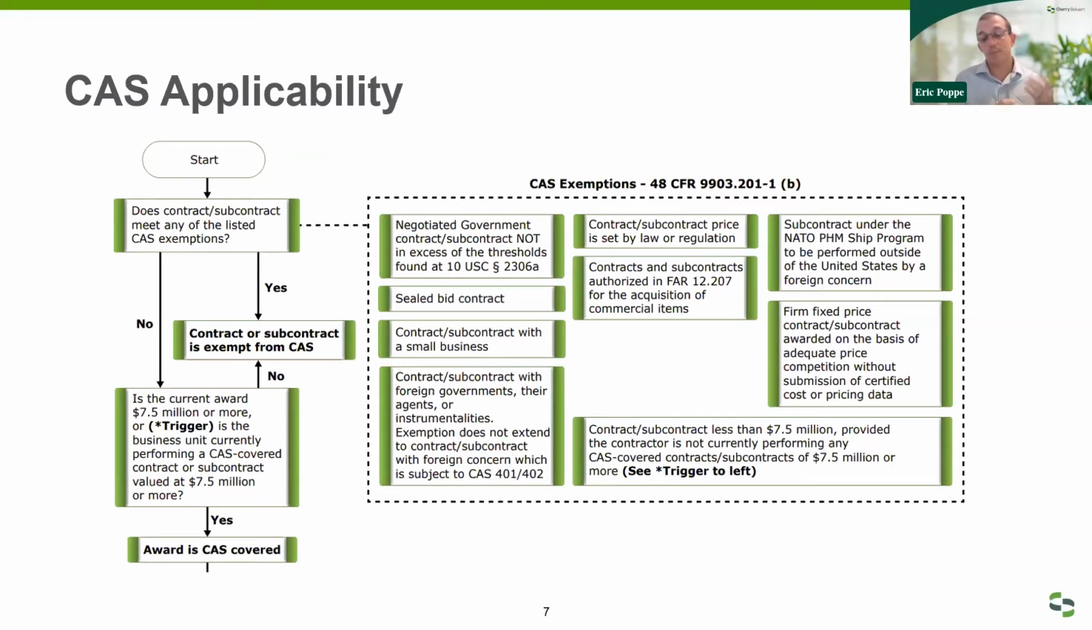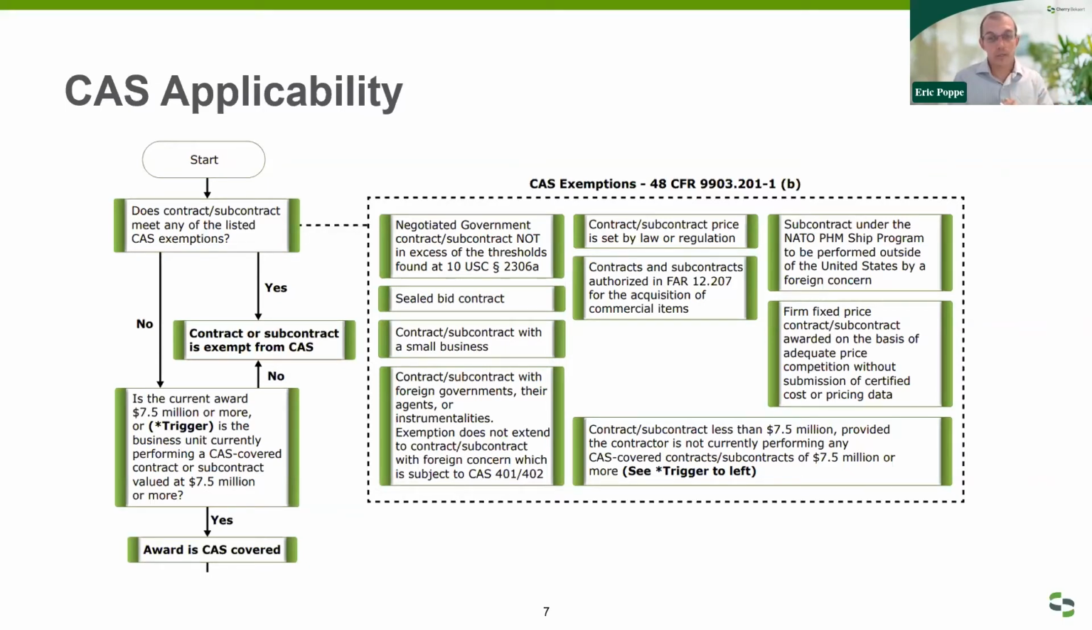The last example that I wanted to give is that some companies think, cool, I just want a firm fixed price contract or subcontract. It was a large sole source, so I don't have to worry about it because it's FFP, right? Well, no, you need to have adequate price competition, so that potentially would be covered as a CAS item.